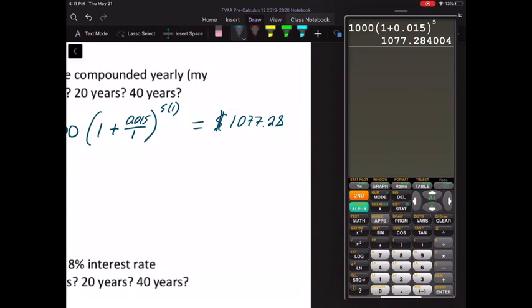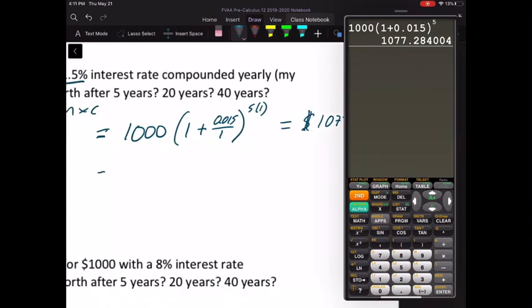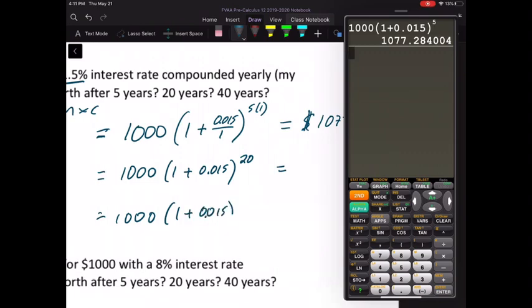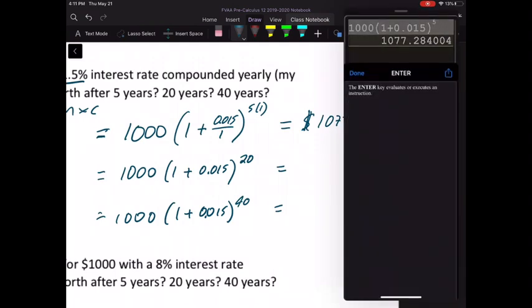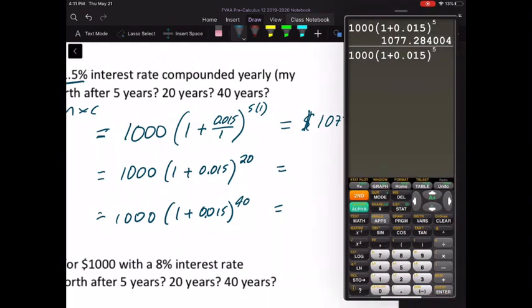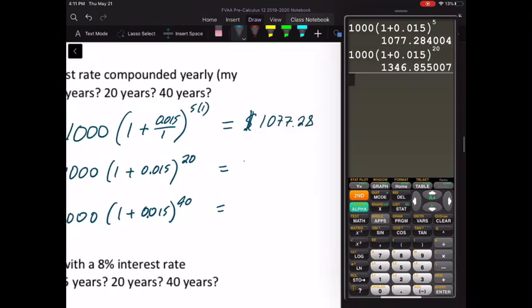That's not very good. But investment, I've said this to you guys many times before, isn't always just about the amount, it's also about time in the market. So what if we look at 20 years or 40 years down the road at this interest rate? Maybe then we'll make some gains. If I take this same equation and change the exponent to 20 instead of 5, now in 20 years, your $1,000 is now worth $1,346.86. So $300 instead of $77. Okay, well, that's not nothing.